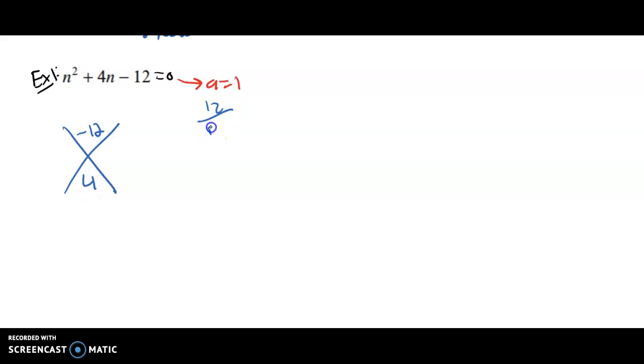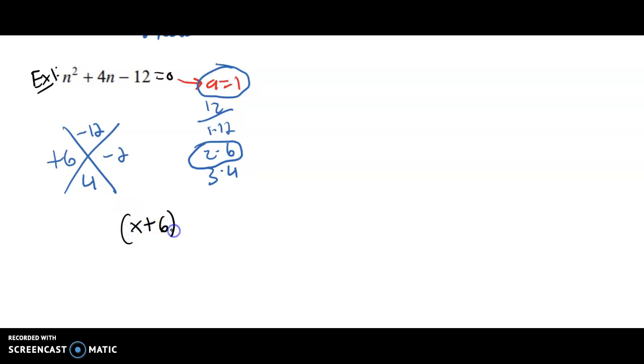What are my factors of 12? 1 and 12, 2 and 6, 3 and 4. How am I going to get to 4? I can probably do that with 2 and 6 if I have positive 6 and negative 2. Because a equals 1, we don't need a box. And I've got x plus 6, x minus 2 equals 0. Reminder that each of these individually is a factor. X plus 6 is a factor, and x minus 2 is a factor.